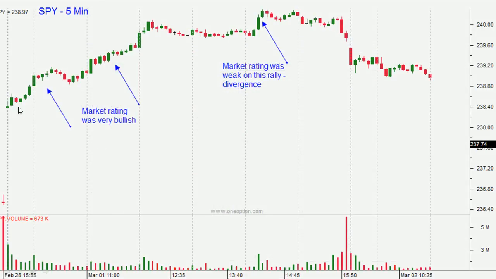And so this would be an example. It's a 5-minute chart of the SPY. And you can see how the market was really moving higher, and we had extremely bullish market ratings, which told us we want to favor the long side. We want to be aggressive in here. The market's moving higher. We have that tailwind that we're going to be looking for.